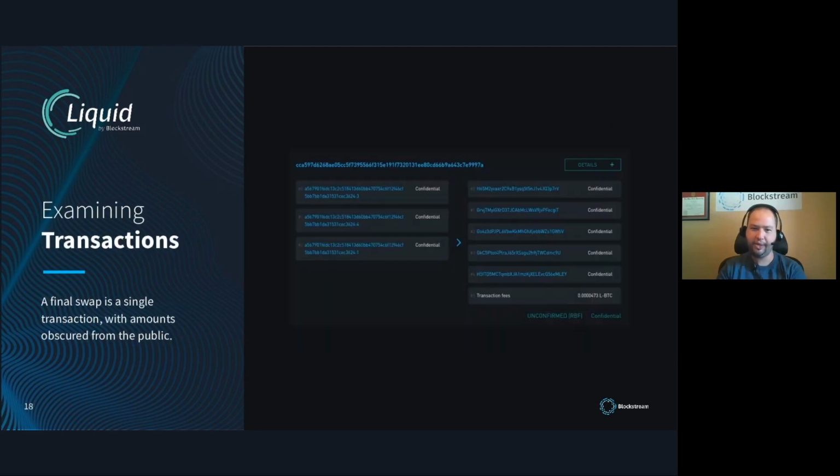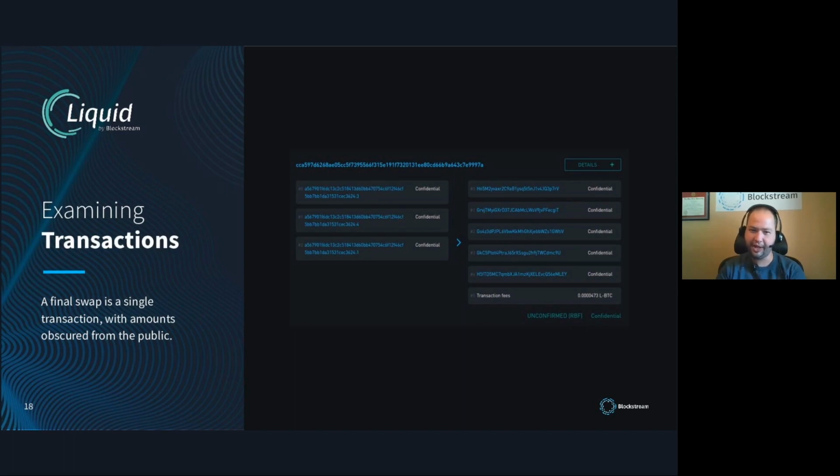So let's go in. We're going to actually do it, and then you can examine that it's actually here inside of Blockstream.info. So you can see the full transaction here. All of the amounts are listed as confidential. No one can see what they are. The only thing we see is this fee that's coming in here.